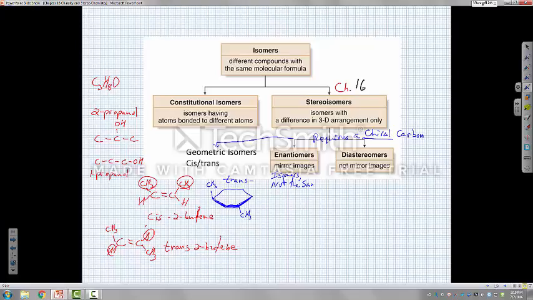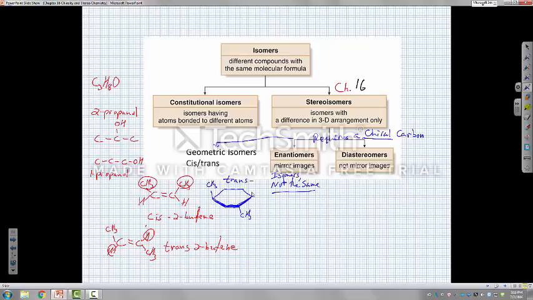Not the same, and we'll show you some examples of what we mean by that. Diastereomers: if you have two compounds and we say these are diastereomers of each other, they are not mirror images, but they do have a mirror image, and that mirror image would be its enantiomer. So that gets a little confusing.